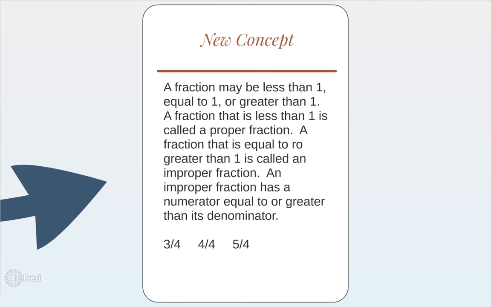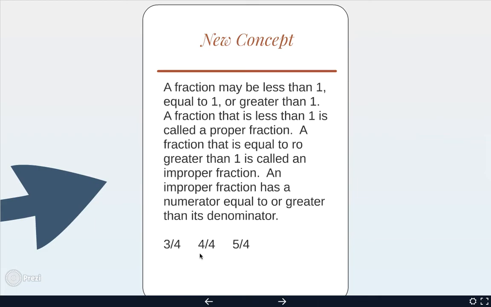All right, your new concept for today is that a fraction can be less than 1, equal to 1, or greater than 1. A fraction that is less than 1 is called a proper fraction. So this number 3/4 is a proper fraction. A fraction that is equal to or greater than 1 is called an improper fraction. That's 4/4 or 5/4. This is an improper fraction. An improper fraction has a numerator that's greater than its denominator or equal to the denominator. So 4/4 isn't a proper fraction because 4 is equal to 4, and 5/4 is greater than 4.